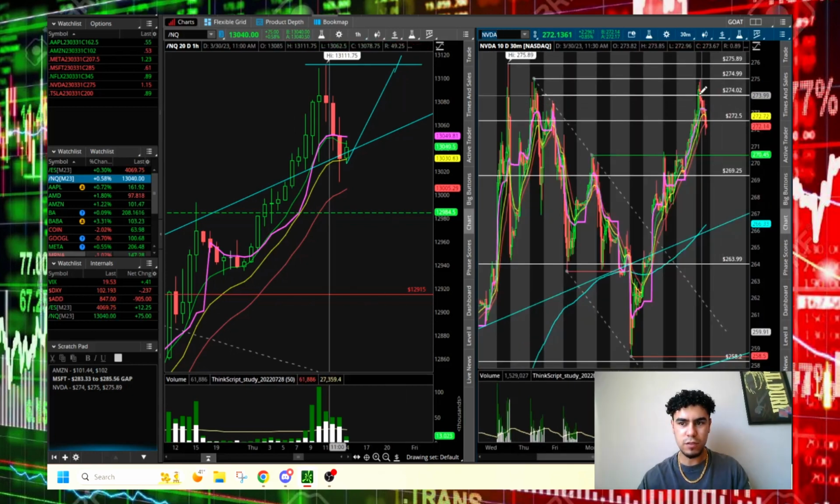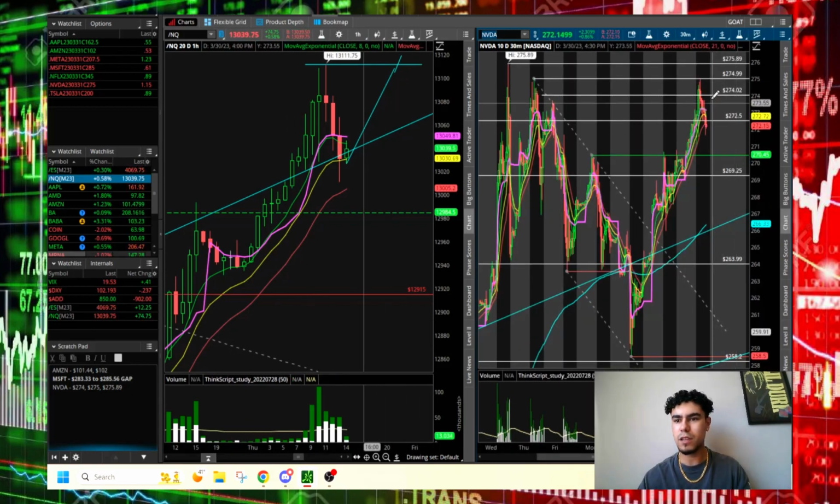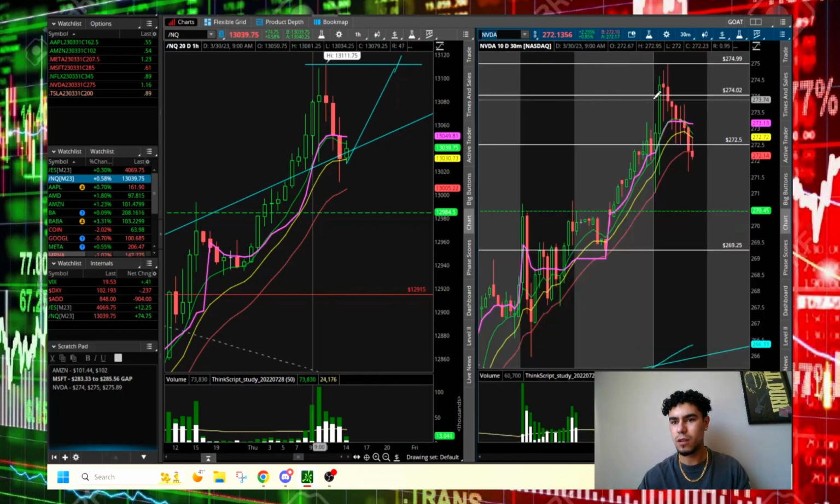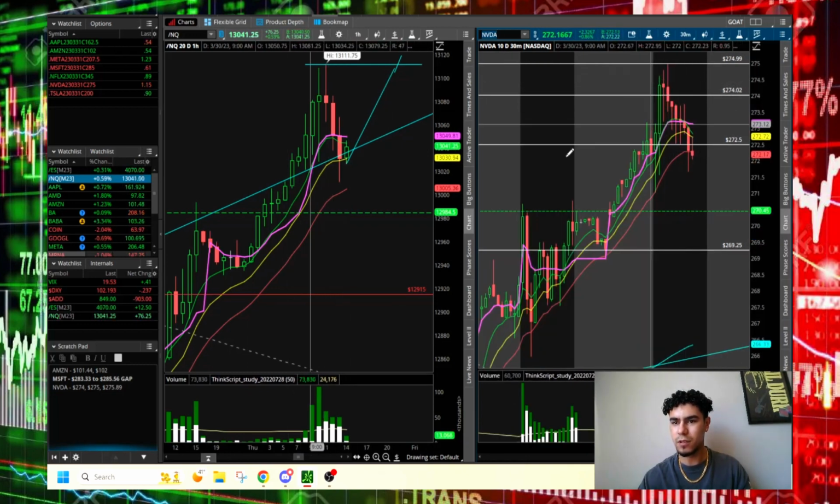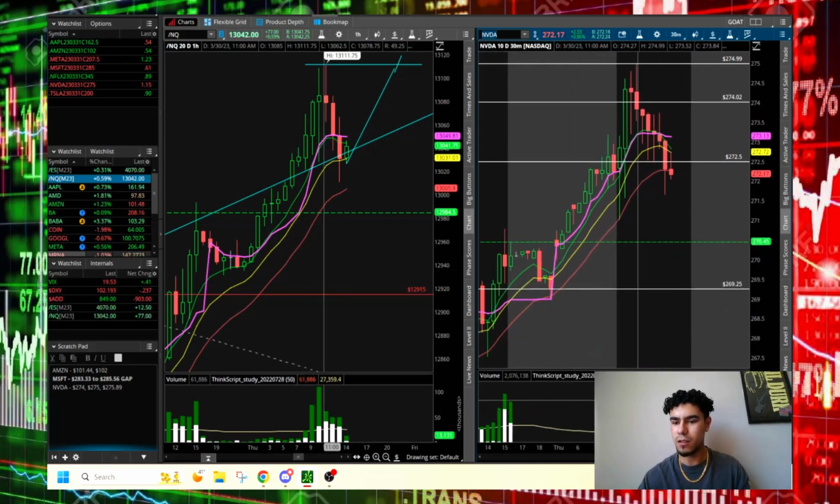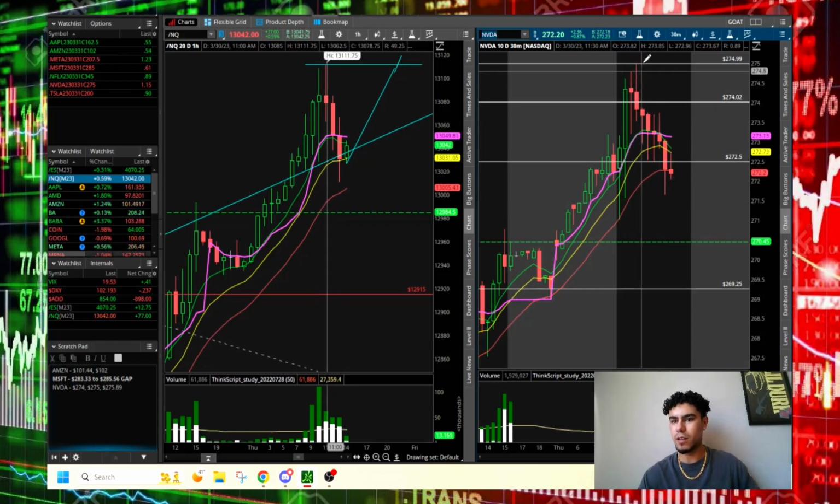I was looking at 274. This is if we came closer to the open. I don't like trading 11, 12, 1 o'clock, those late day moves where there's low volume. You see that low volume? It's usually choppy around this time. You can get a lot of fake outs.